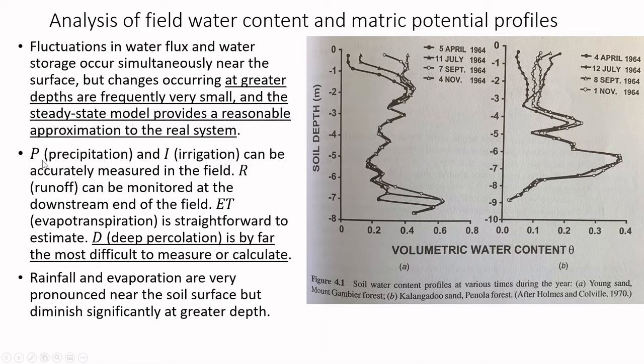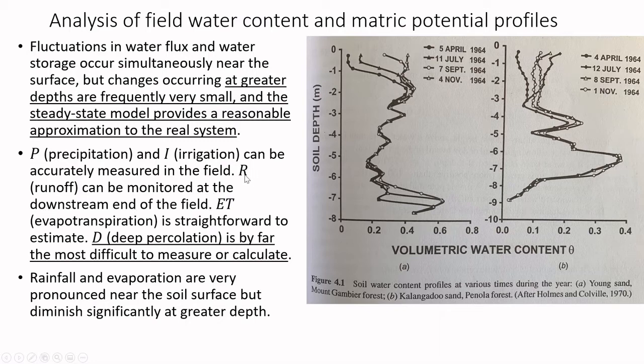All right, and then we have P, which is precipitation, and I, irrigation, which can be accurately measured at the field. Because you can use a rain gauge to measure precipitation. We can know how much water we supply to the field from irrigation, and runoff can be monitored at the downstream end of the field.